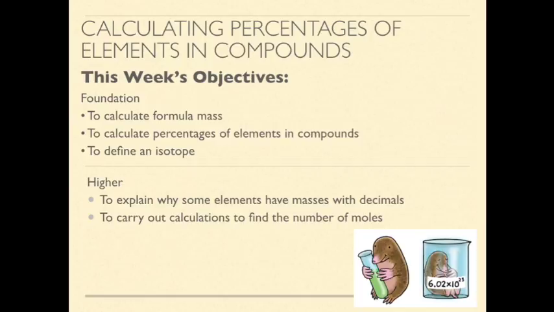Excellent. So if you've managed to do that sheet, then so far we have calculated the formula mass and we've calculated percentages of elements in compounds. So what we need to do now is be able to define what an isotope is and explain why some elements have masses with decimals.